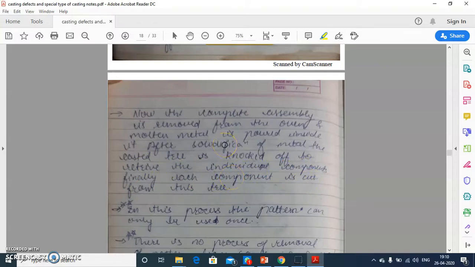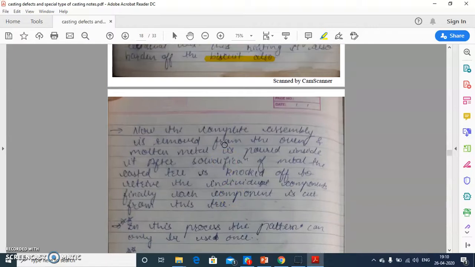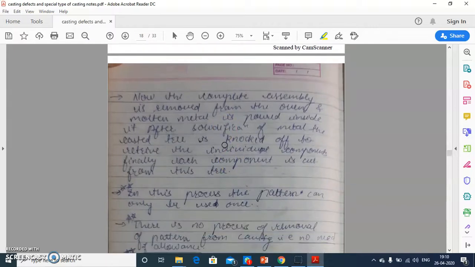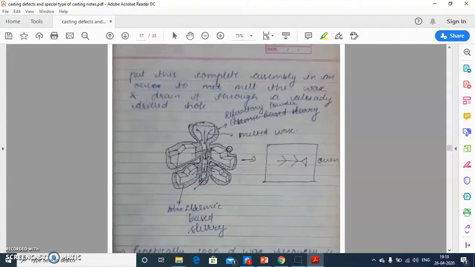Now the complete assembly is removed from the oven and now after getting the mold, we have to pour the molten metal in the mold. Tree-like structure of the mold. Then after the solidification, we get one tree like this.